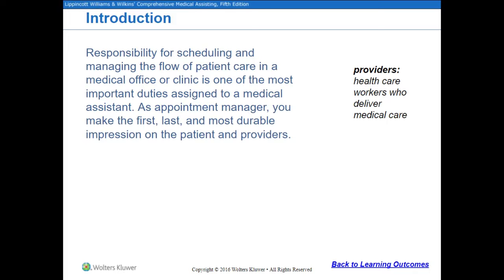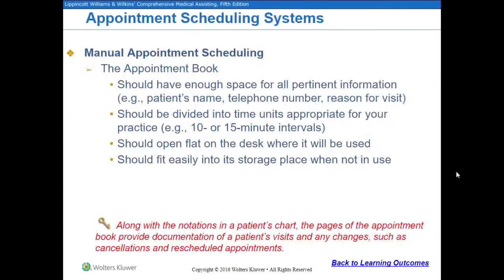Now, providers are healthcare workers who deliver medical care. There are a couple of different ways of scheduling. You have manual and then you have electronic. For manual, you will use an appointment book, and we're going to look at an example on the next slide. On the appointment book, you want to make sure you have enough space to write in everything you need to. On most appointment books, it is very small, so you have to make it work. You'll see what I mean in a moment.